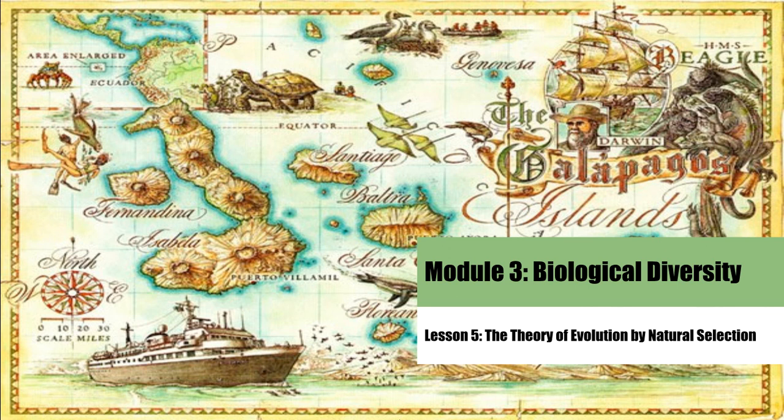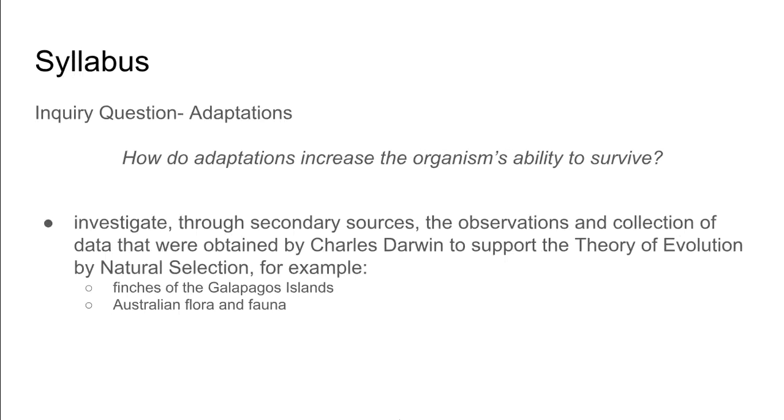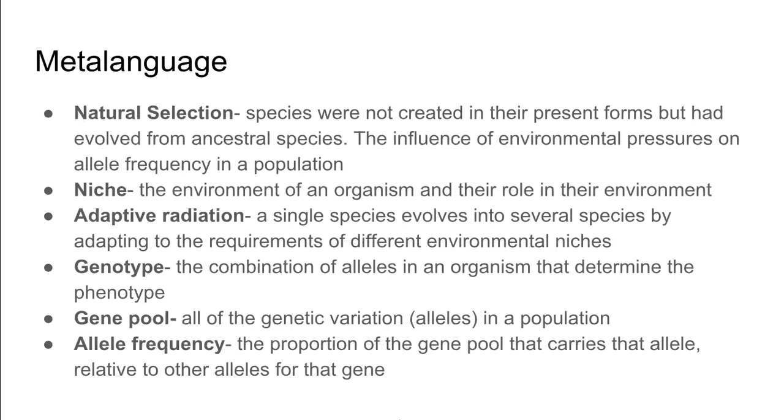Welcome to Lesson 5 of Module 3, Biological Diversity. In this video, we're going to be looking at the theory of evolution by natural selection, and specifically, we're going to be looking at Charles Darwin and his voyages, which allowed him to obtain data of the finches of the Galapagos Islands and Australian flora and fauna, which allowed him to support his theory of evolution by natural selection.